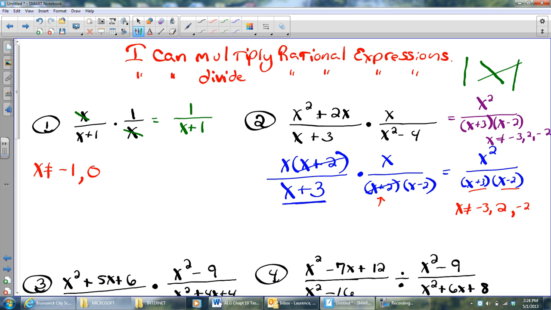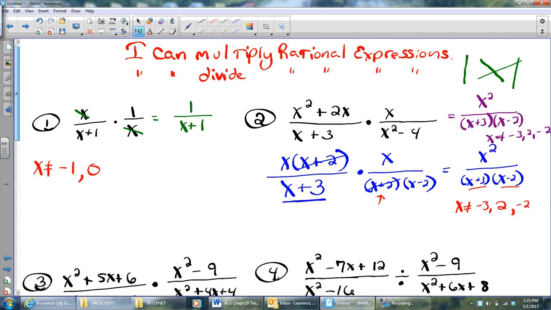So that's what we're saying. That when I multiply these, I get this purple one when x is not those numbers. If x is any of those numbers, I can't say it's true because then something becomes undefined and I can't do an operation on a number that's undefined.